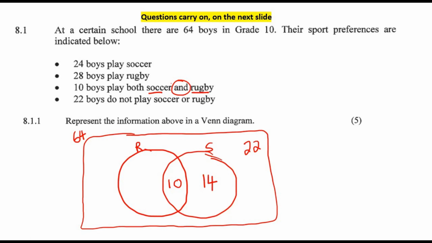We are then told that 28 boys play rugby. So this whole circle must be rugby, which means this part here would just be 18. And that's it. We have filled in everything on the Venn diagram.